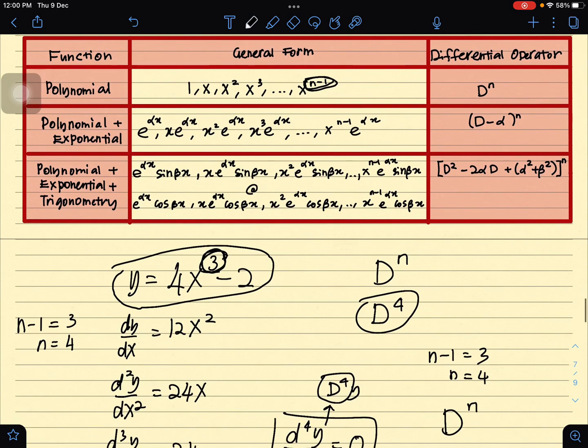While if you have a polynomial plus exponential function, the differential operator will always be d minus alpha to the power of n. Again, how to get the value of n? You need to see the power of your polynomial. The highest power is always n minus 1. Therefore, from there you can find the value of n. And where is alpha? Alpha is in the exponent. So you can form your differential operator.